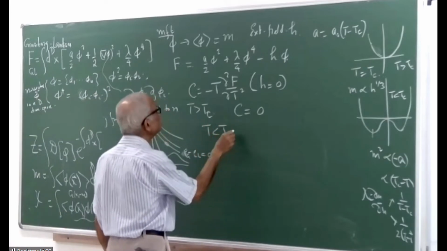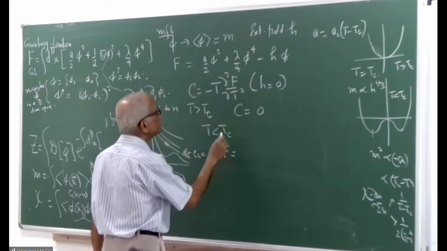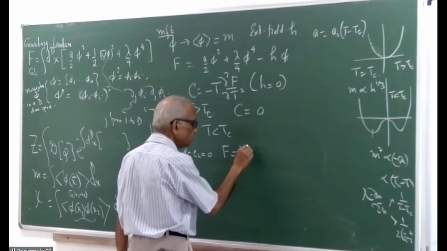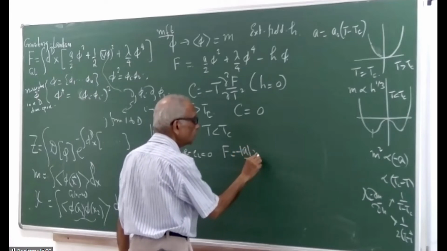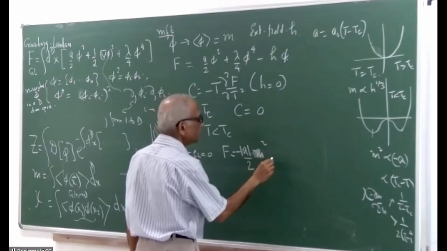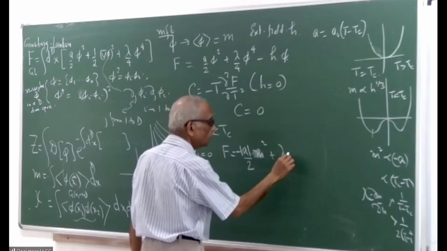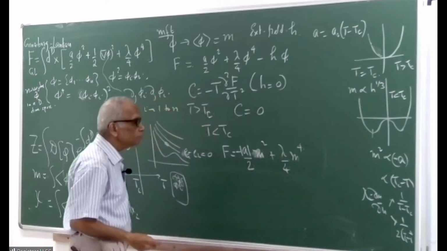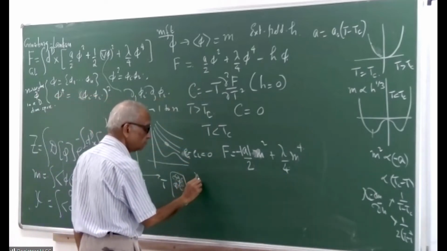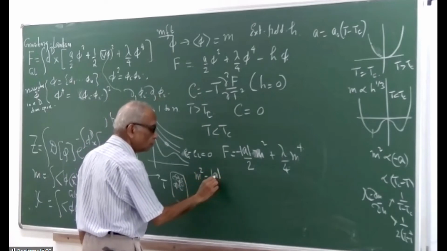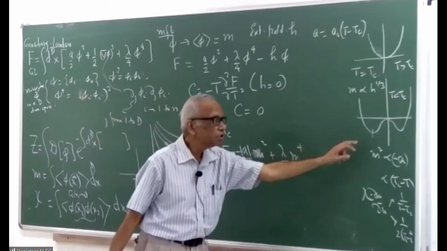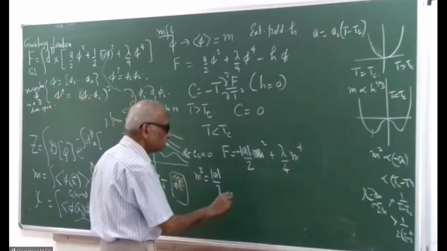T less than Tc, F is equal to minus mod A by 2 m squared plus lambda over 4 m to the power 4. The m square, which is the minimum value, is m square equal to mod A by lambda. That is the condition for the minimum. That is what it is over here. And so I put m square equal to that.